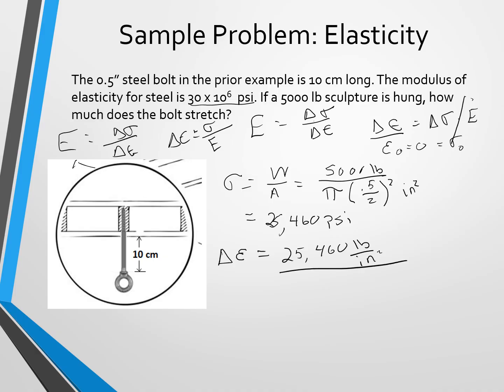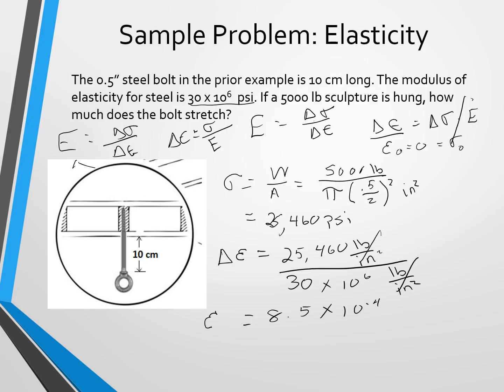So we take this and divide it by the modulus, which is 30 times 10 to the 6 pounds per inch squared. And if you multiply that out, you get 8.5 times 10 to the negative 4. And the units will cross out. Remember that strain is unitless, so that makes sense.